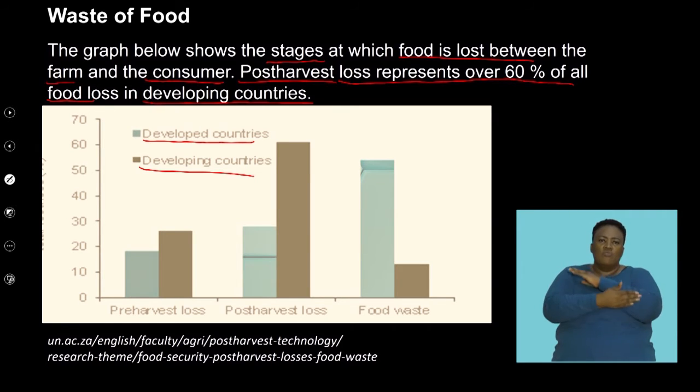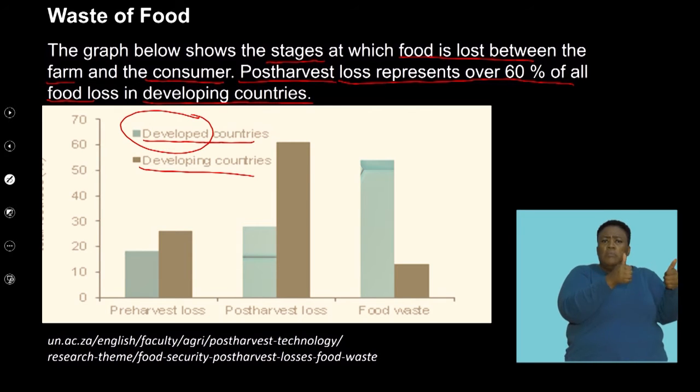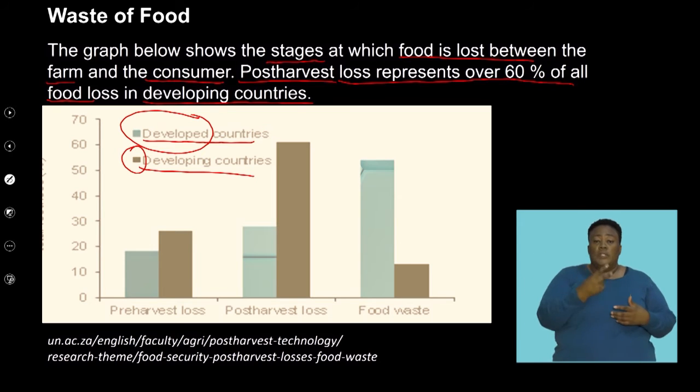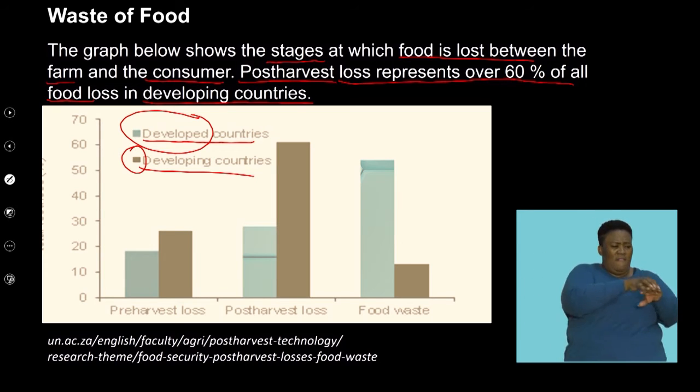So let's look at the comparisons between a developed country, which is in light green, and a developing country in a darker shade of the green. So when we talk of pre-harvest loss, so this is before farmers have actually harvested their crop, we can see that your developed countries have a significantly higher pre-harvest loss. And this talks to essentially the techniques that they use in the production of food.